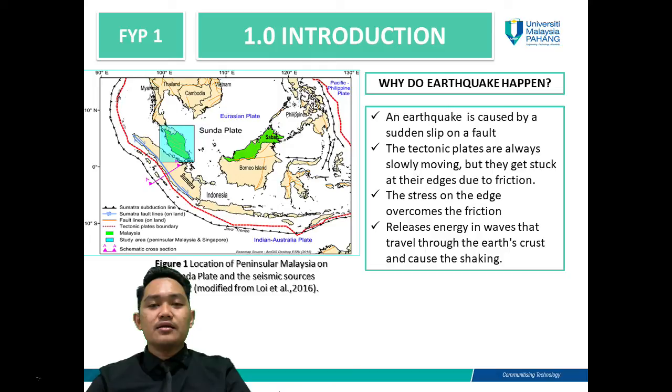How does an earthquake happen? An earthquake is caused by a sudden slip on a fault. The tectonic plates are always slowly moving, but they get stuck at their edges due to friction. The stress on the edge overcomes the friction and releases energy in waves that travel through the earth's crust and cause the shaking. Figure 1 shows the location of Peninsular Malaysia on the Sunda plate and the seismic sources around it. We can see the red line is the fault line, the blue line is the Sumatra fault line, and the green area is the Malaysia region.